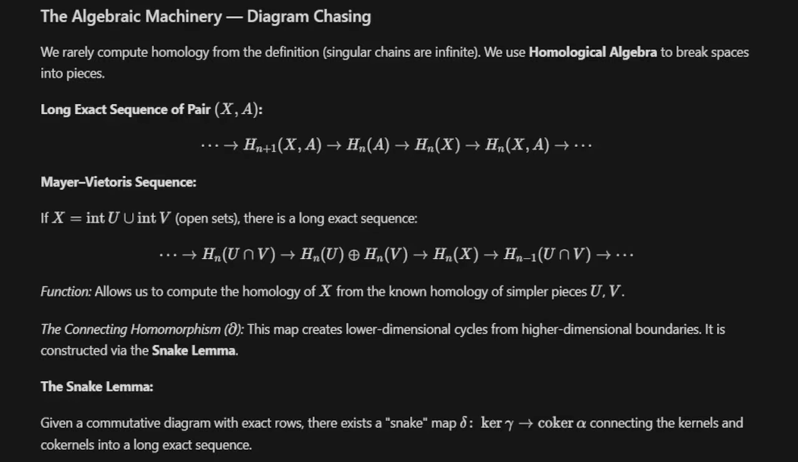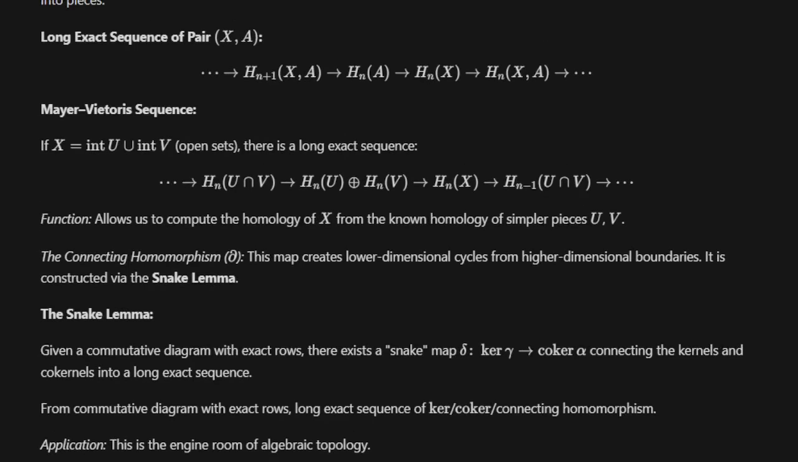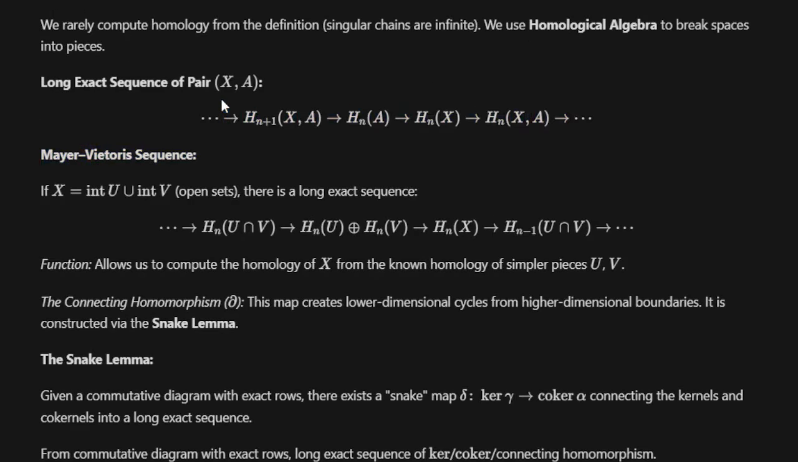Now, we rarely compute homology from the definition because there are infinitely many singular simplices. So instead, we use homological algebra to break the space into pieces, and then we glue the algebra back together. We use exact sequences. The long exact sequences would formally define this, but if a space X is made of two pieces, the Mayer-Vietoris sequence will connect their homologies. So again, here's a long exact sequence of a pair.